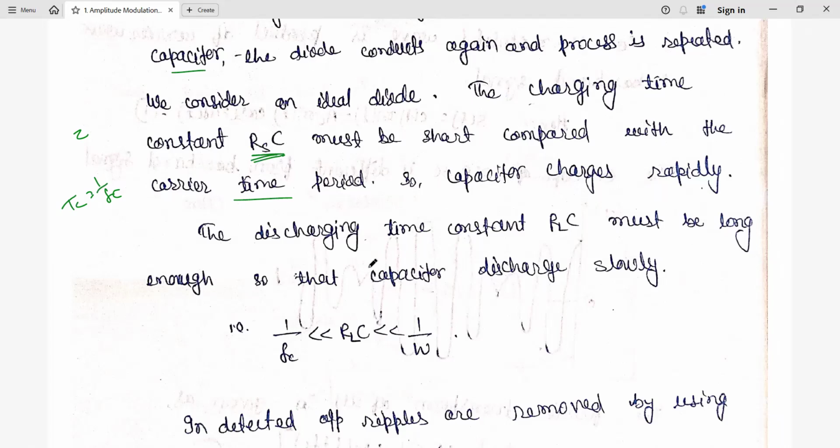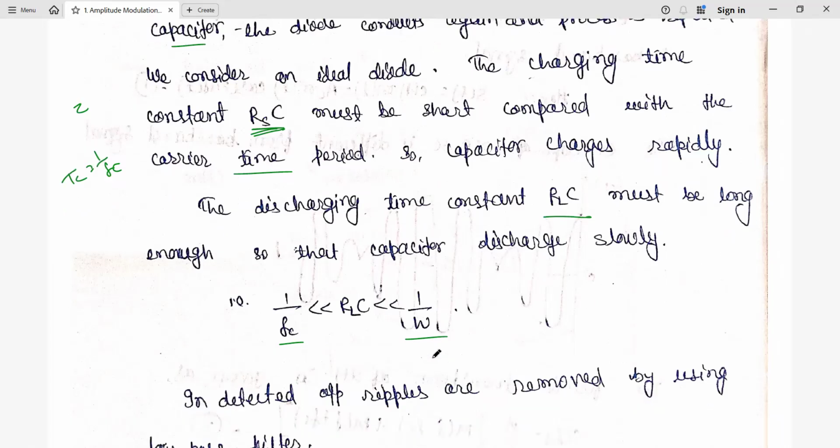The capacitor is going to discharge through the load resistance, so the discharging time constant is RL times C. It should be very high so that the capacitor will discharge slowly. So the discharging time should be more and the charging time should be less. Finally, the relation we have is RL C should be much greater than 1/fc and much smaller than 1/W, where W is the bandwidth.